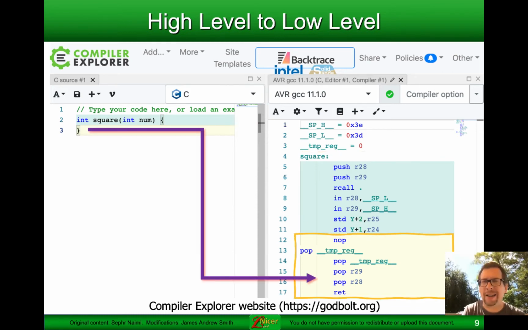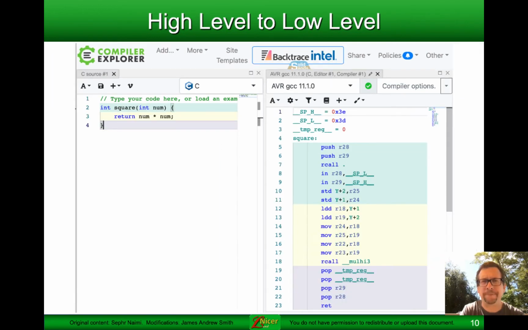Likewise, the epilogue, or ending of your function, goes from effectively just a curly brace on the left-hand side into a number of different operations on the right-hand side. We're going to have to talk about why this is and what's going on, but effectively what's important to know is that's what's happening at the machine level of your processor or microcontroller.